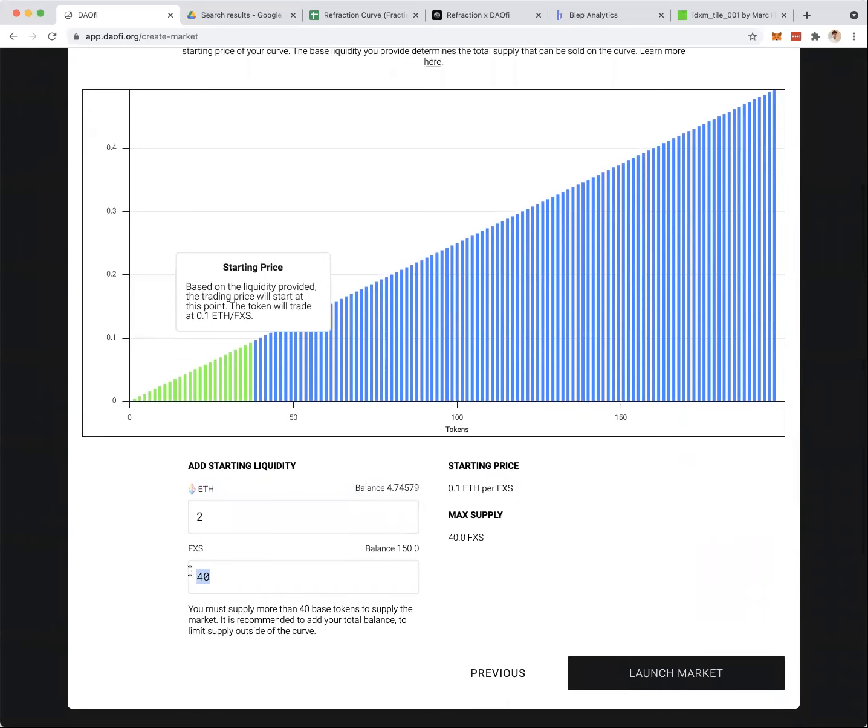And also a unique thing about Delphi is with the base token, you can input an unlimited amount. So if you want to, you can put in 1 billion tokens, and the bonding curve will just go all the way up till 1 billion tokens are sold as well. And when you're creating a market, you should be thinking about how many tokens do I want the total supply of this bonding curve to look like?